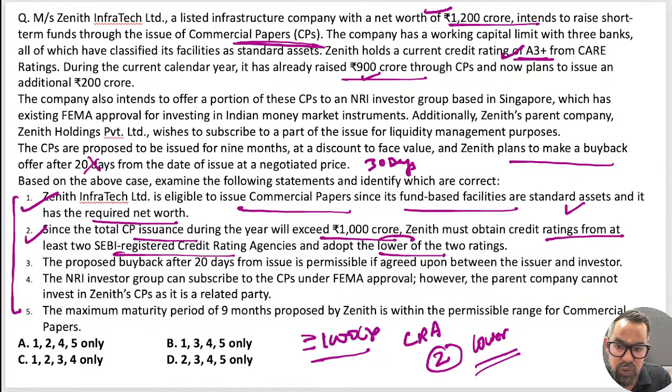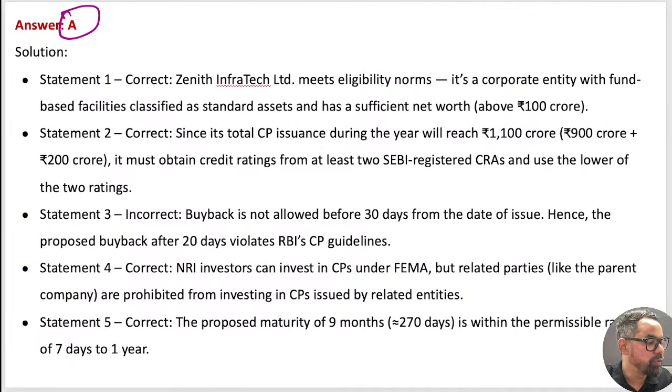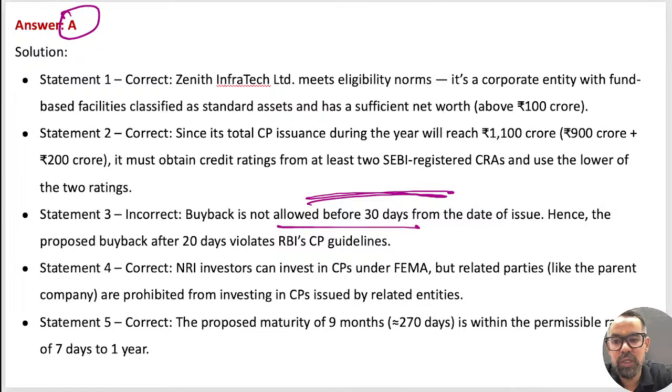The next one in this case, the proposed buyback is 30 days, right? So this is eligibility. NRI investor group can subscribe to CP, FEMA compliant, yes. The maximum maturity period of 9 months proposed is within the requirement because the limit is 1 year. So 1245 means option A only will be the right answer for this particular one. It is 30 days, right? So buyback is not allowed before 30 days. So the 30 days time duration is a must in that particular one, right?